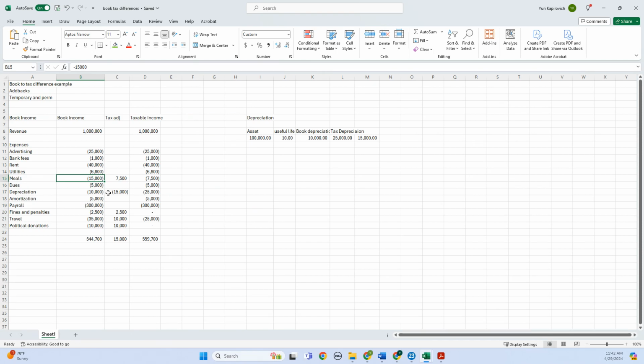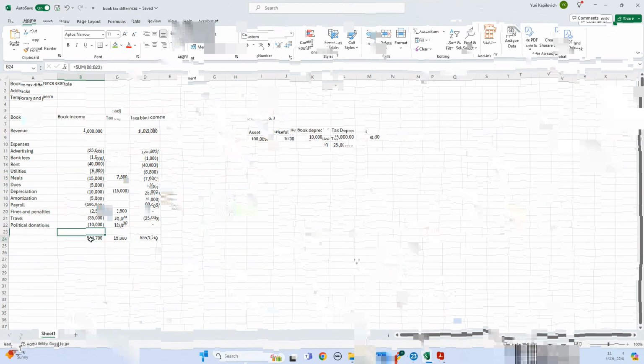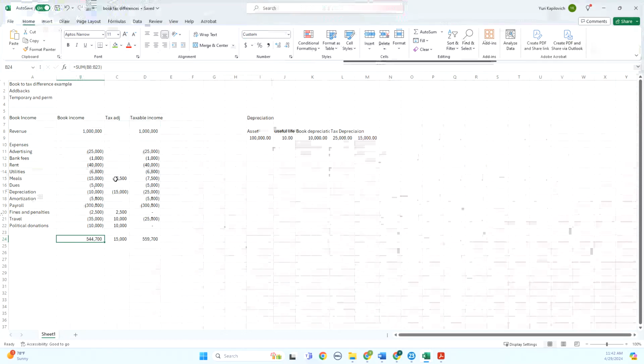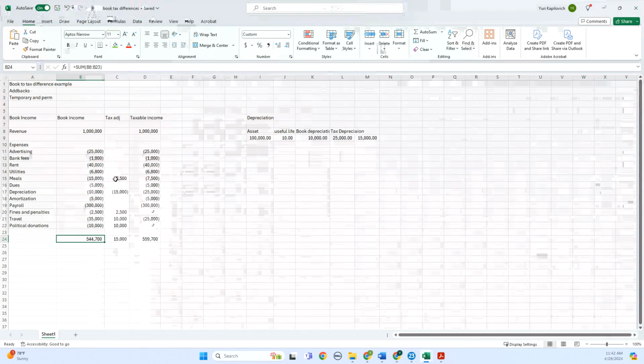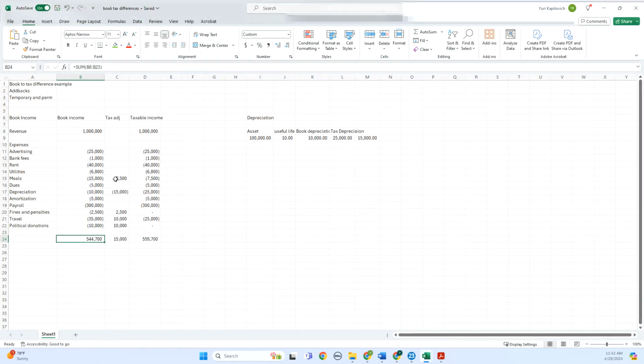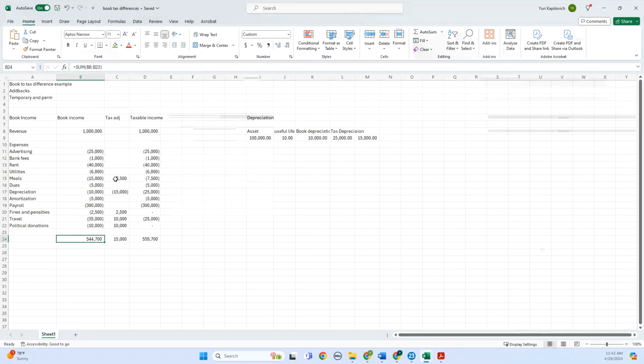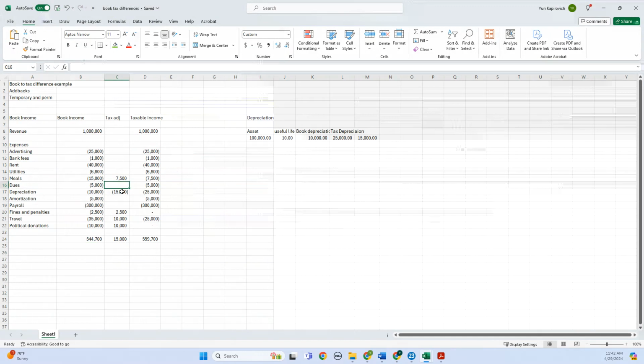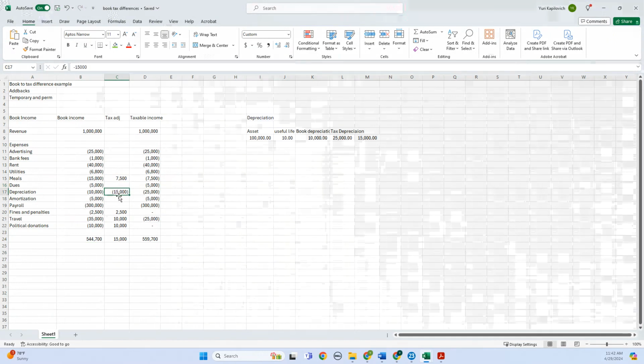Why is it an add back? Because it is adding to that net income. It's increasing that net income for tax purposes by $7,500. So it is unfavorable because it is unfavorable to the client's tax situation. If you're increasing net taxable income, that's not favorable to you. Unfavorable. Let's move on down and look at depreciation.